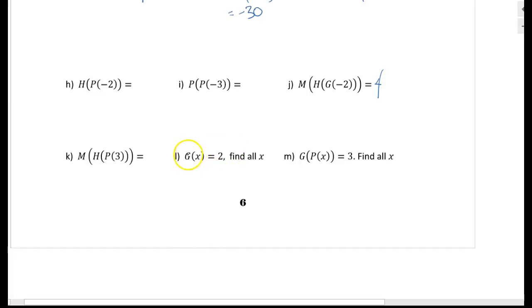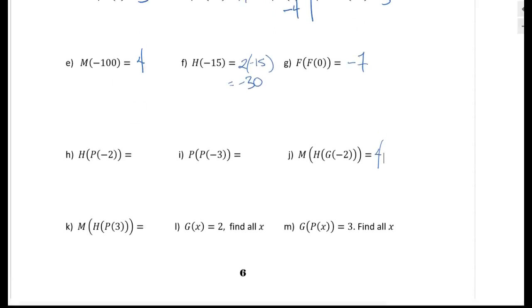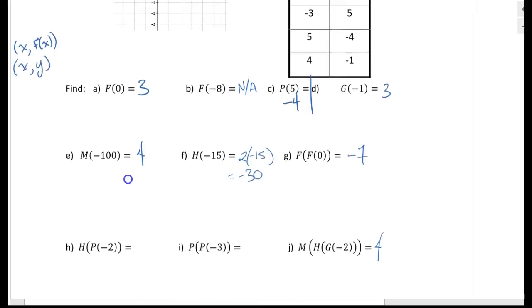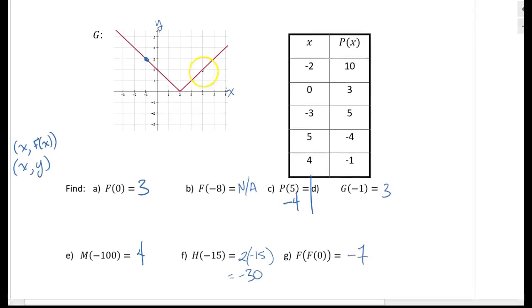Okay, so this question is kind of working backwards. So we've got G of x equals 2. So what are all the possible x's? So in this case, we're told the output, and we are asked to find the input. So I go back to my graph, because we're talking about G. I'm saying, okay, well, my output is +2.